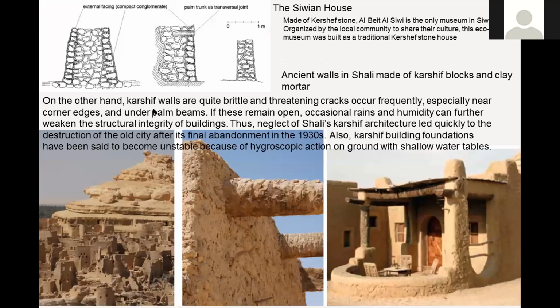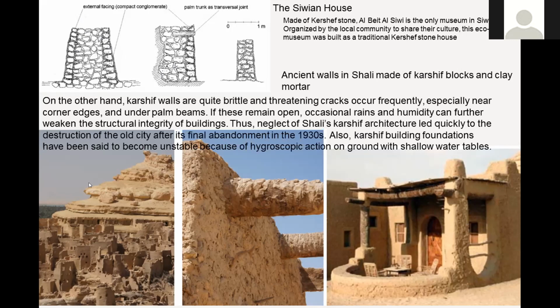And the second is moving on to the materiality of the Siwian house, or Beit Siwi, which is a traditional house that has now been turned into a museum that shares the community's cultural practices and traditions. What's really interesting is that the house is made of a material known as Kirchif stone, a traditional kind of Siwian architecture. Kirchif is basically a mix of sodium and potassium chloride and quartz, mended together with clay mortar.